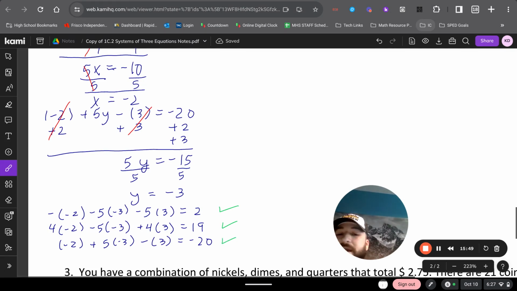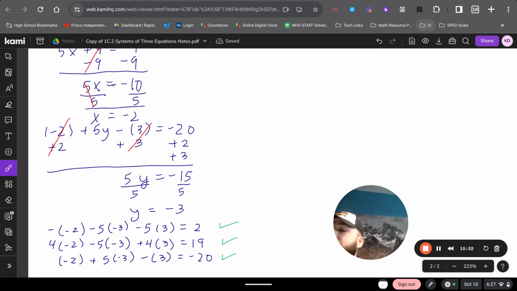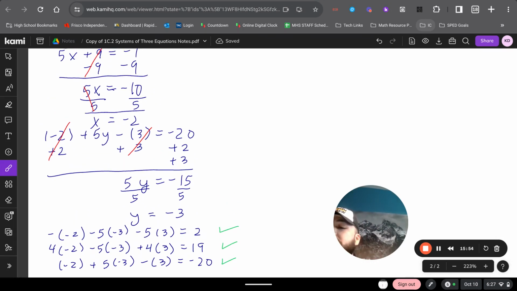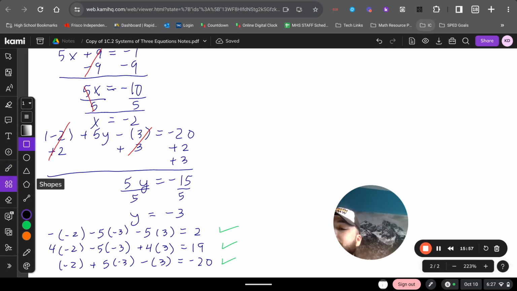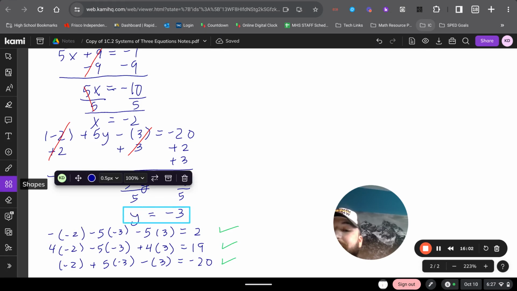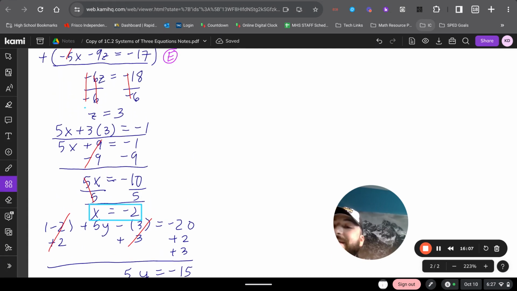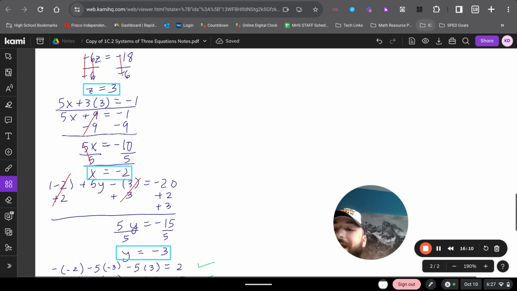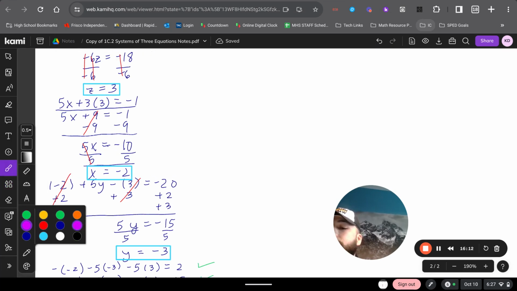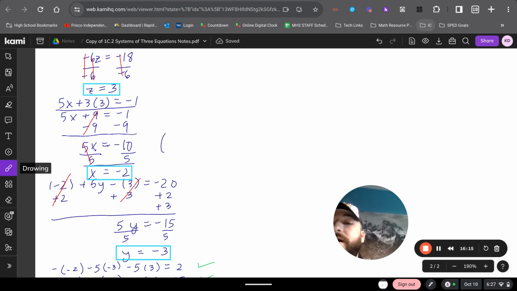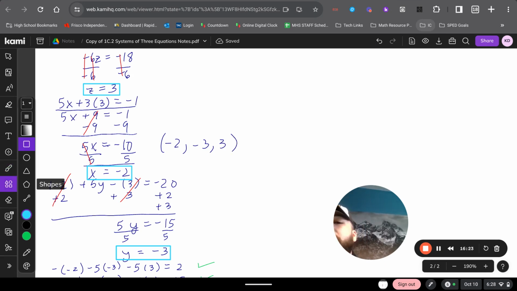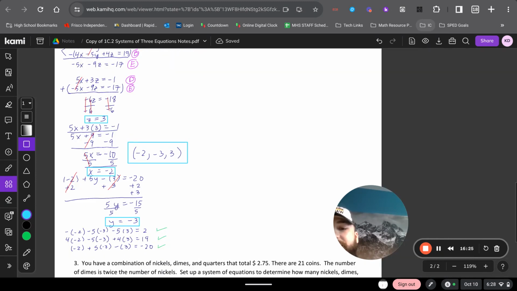So since everything worked all the way across, our solutions here at the end, of course, will be our 3 different solutions that we got. So y is equal to negative 3, x is equal to negative 2, and z is equal to 3, which of course we can also write as that combined point of x value first, so negative 2, then y value, negative 3, and then z value of 3. Either way would be fine for us to write our final answer.